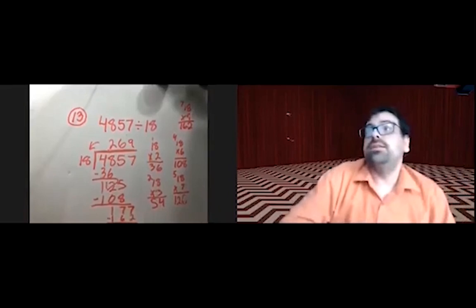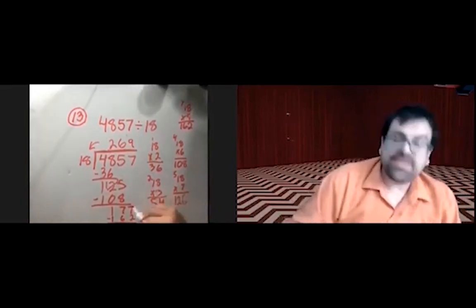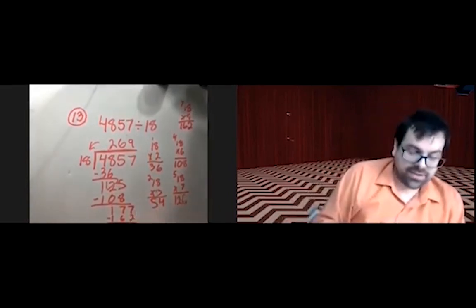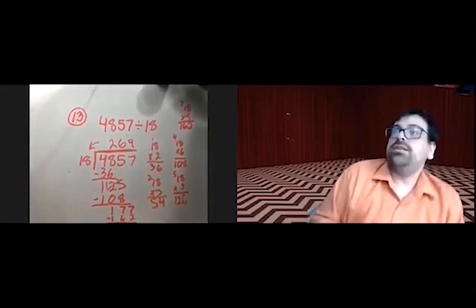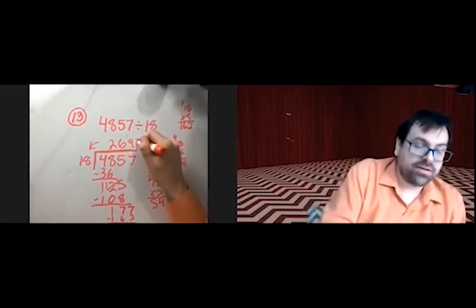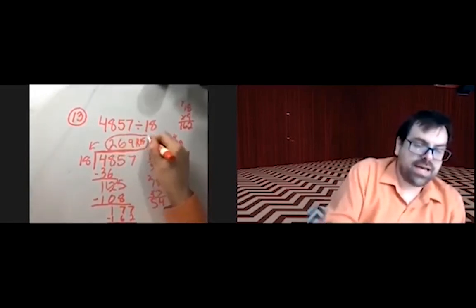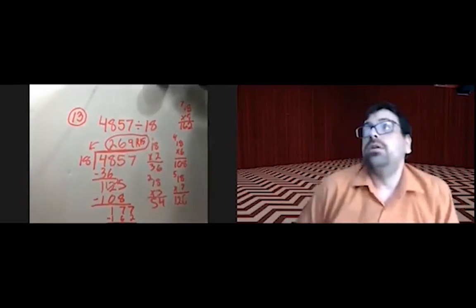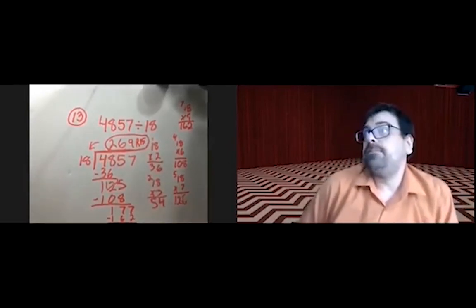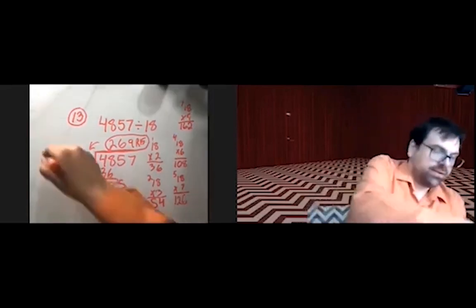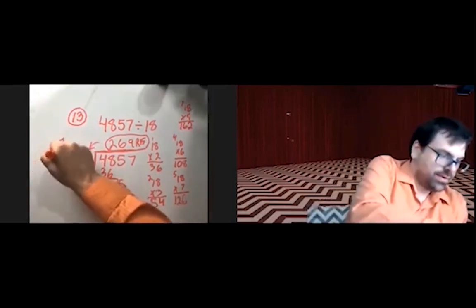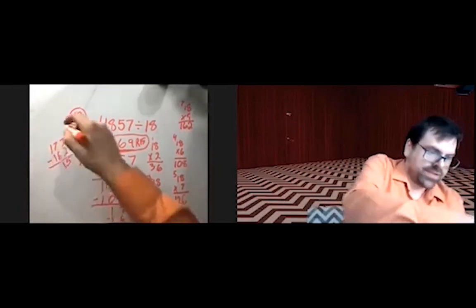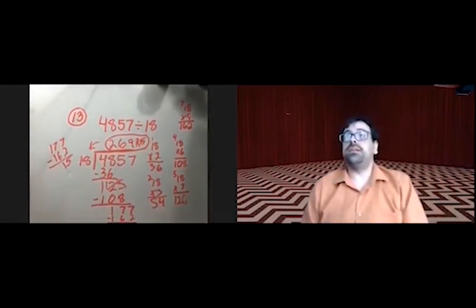And then we subtract. And you can't see what I'm writing down here, but 7 minus 2 is 5. 7 minus 6 is 1. So you get 15, and that's our remainder. 269, remainder 15. So what's that look like? It looks like this. And there was nothing else to bring down, so it was our remainder.